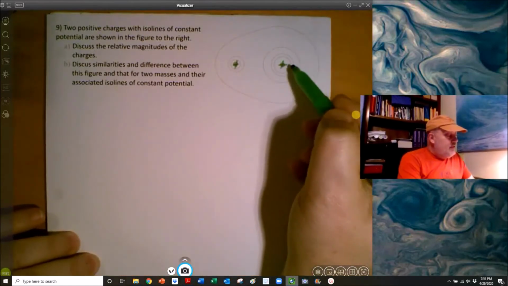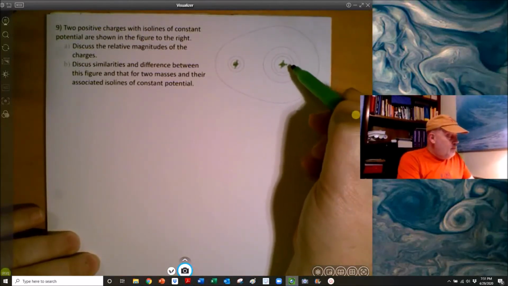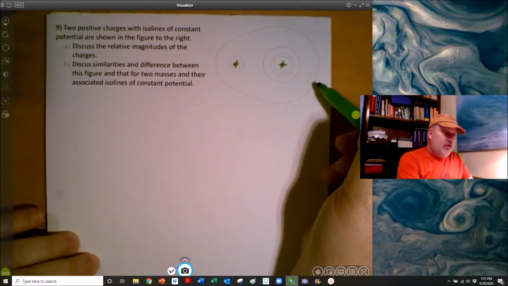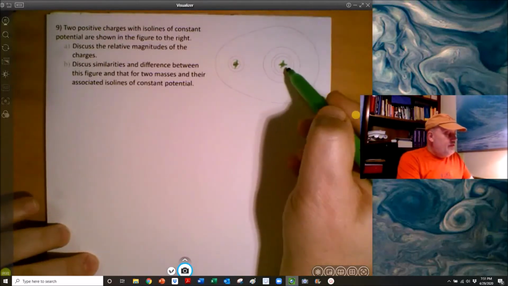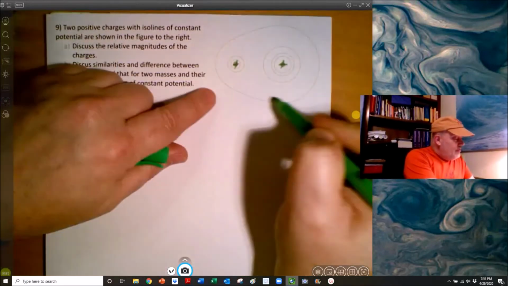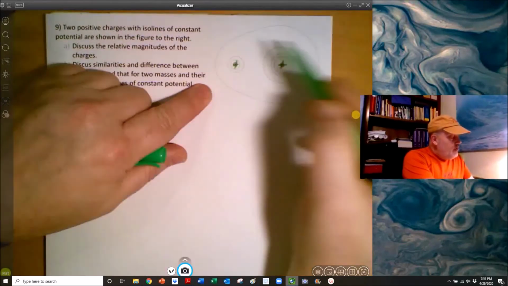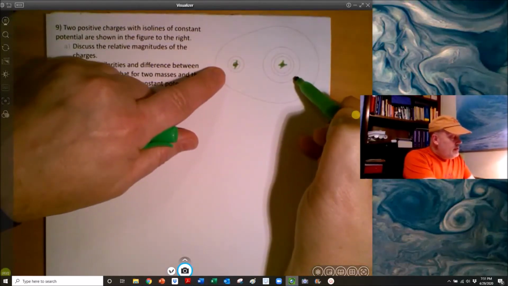So this is a positive and this is a positive. So that means that these isolines are going to be positive volts. And then they're going to decrease as we get farther away. Notice that they envelop here. And this one, this is the same electric potential here all the way around. And then if we go in, it's less.